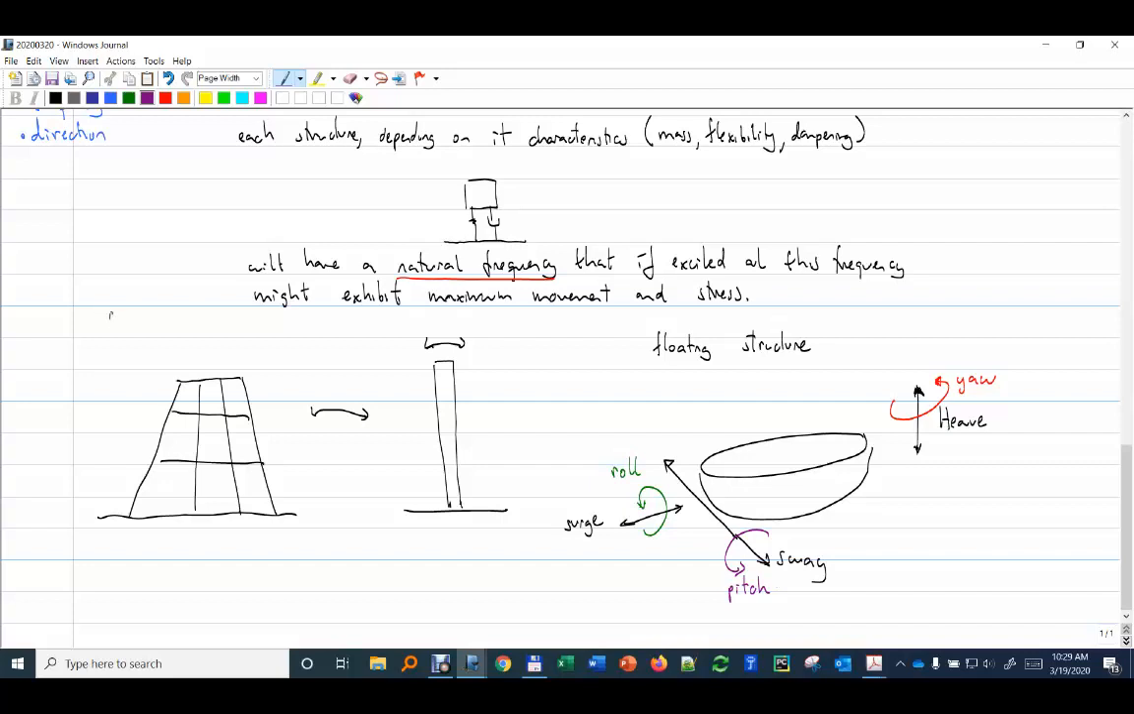So when I talk about movement in a fixed structure, we know there are limited movements you can have, but it's essentially might be the movement of the platform back and forth. But if you're talking about a floating structure, essentially you have a variety of movements the structure can exhibit. So you have to be careful to discern exactly what movement you are talking about.